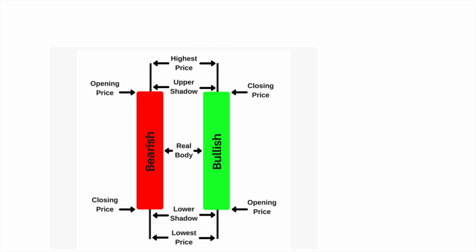So here you can see we've got the opening price. If the candle is bearish, the opening price is at the top and the closing price is at the bottom. If the candle is bullish, the opening price is at the bottom and the closing price is at the top. And then you've got your wicks and tails. The wicks are at the top, the tails are at the bottom, and that's basically to tell you exactly where price moved to within that certain time period.